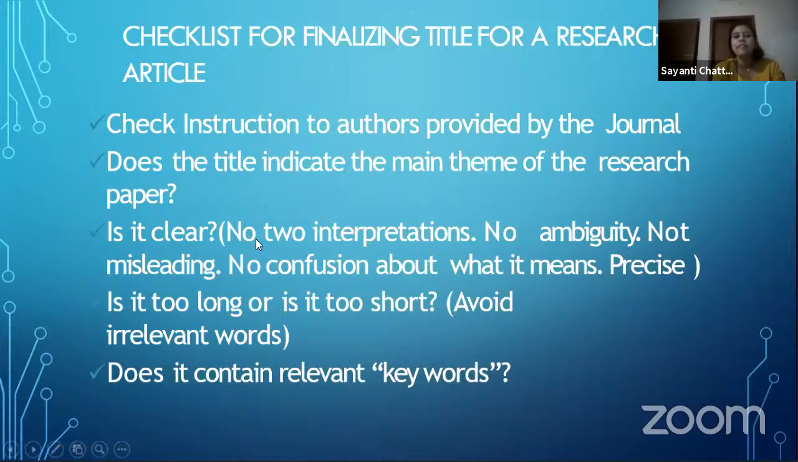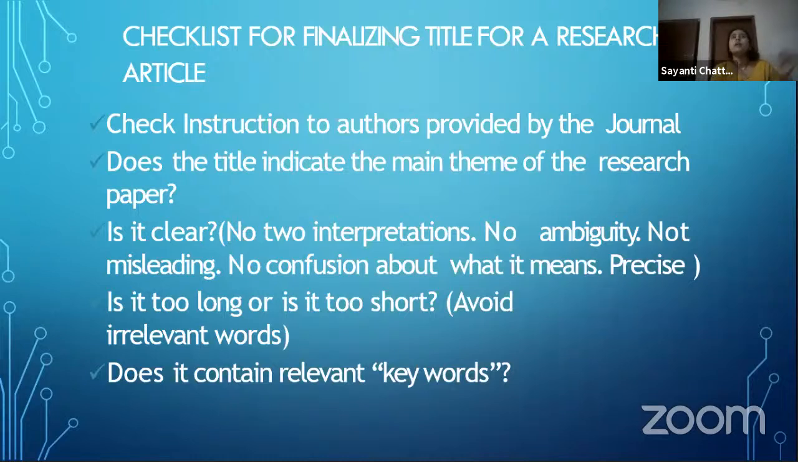Is it clear? If anyone reads it, it should be clear. There should be no ambiguity. It should not be too long. If I write adaptive Kalman filter based state estimator and fault detection, blah, blah, blah, it is too long. If I write filter based estimation, this is also not enough, because we are using the adaptive, we are using the non-linear. So the title should not be too long or too short.